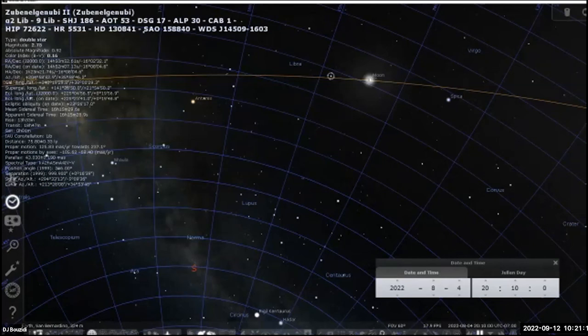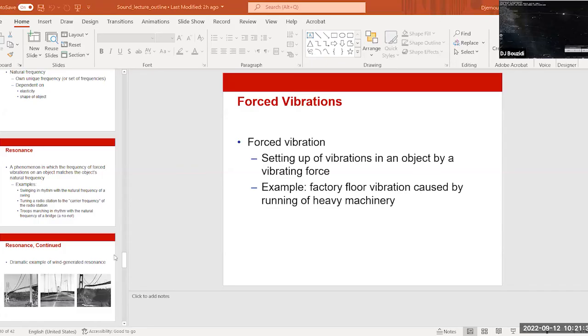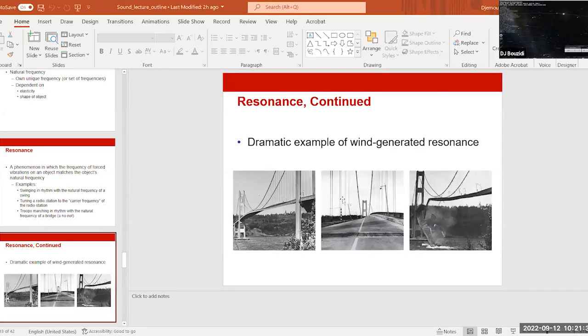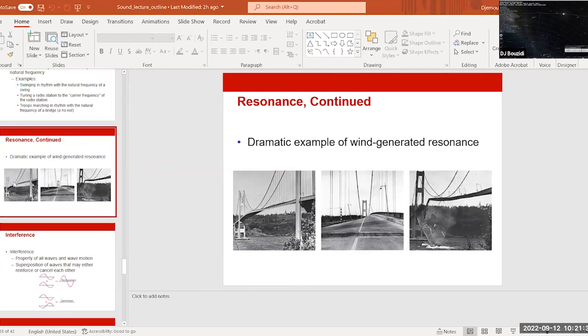let me see. I know we still have less than 10 minutes to cover. Here is the Tacoma. I'm sorry, I'm not even sharing the screen. Let me share the screen first. Here is the Tacoma Bridge, as I was talking about in here. And this is a famous example of how it fell because of resonance.